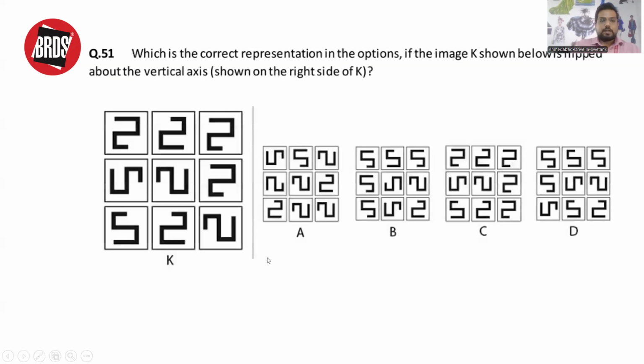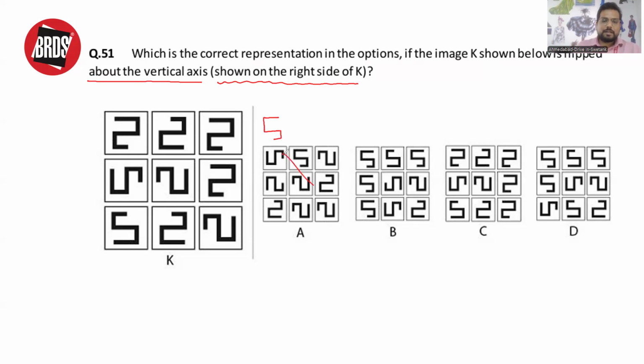Now moving ahead to the next question, question number 51. Again, a question based on a very simple rotation, sorry, flipping. They have told you that you have to flip it about the vertical axis, and they have also written, as a basic help, that you have to get it onto the right side of K. So it's just a mirror image. You have to form the mirror image of this one, and the mirror image would be something like this.